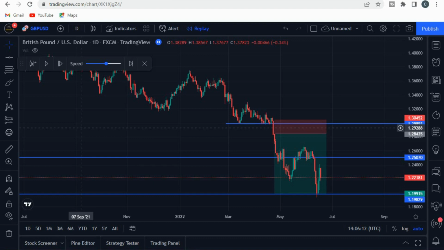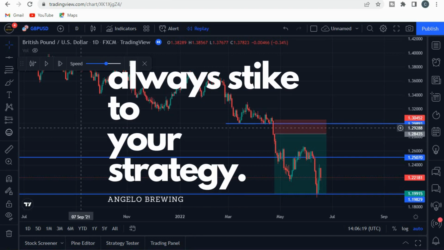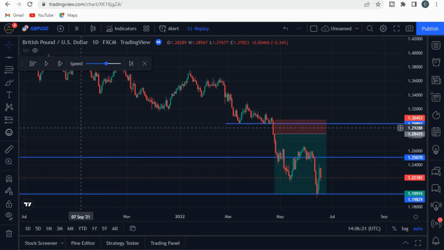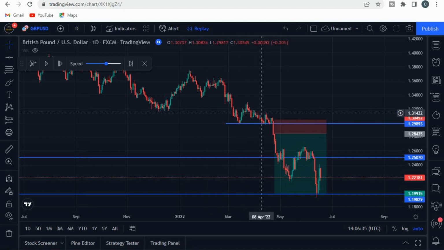So if you want to take your forex trading to the next level, always stick to your strategy. Are you getting me? Now let me recap everything I've said so far. We first of all identify that this trade is going on a downtrend. Now we located our support level here, and we saw that the market wants to break this support level.